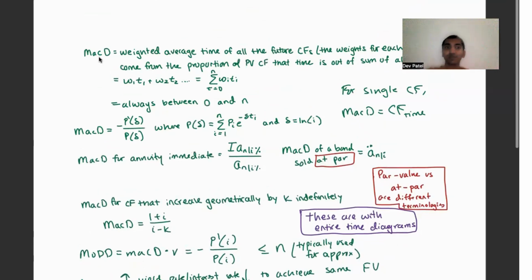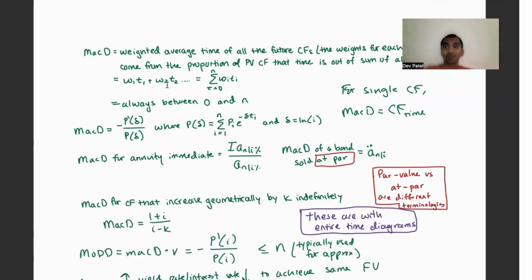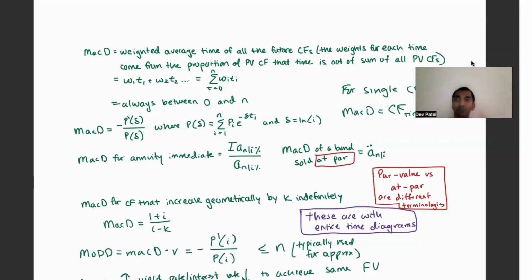So we'll start off with a couple of terms. So MACD, Macaulay duration, refers to the weighted average time of all the future cash flows. So the individual weights are the proportion of the present value that time accounts for out of the sum of all of the present values of the future cash flows. So the weights, you can think of them as sort of building blocks for figuring out, on average, what is the average time that I'm getting a specific payment at.